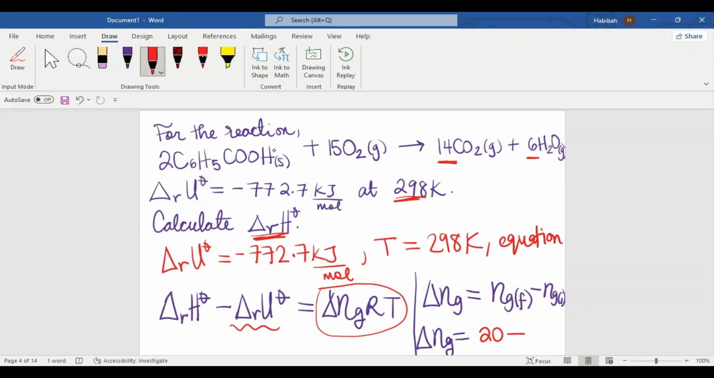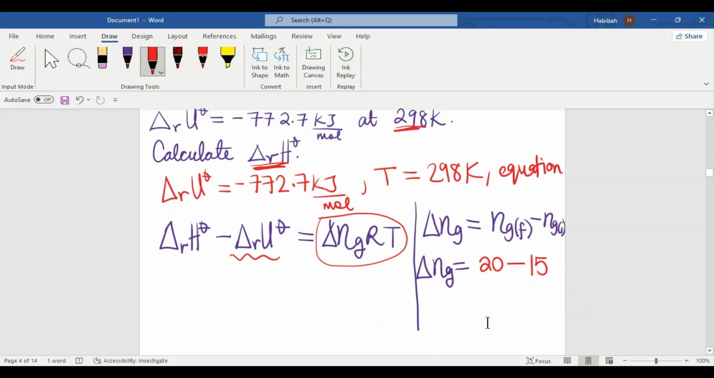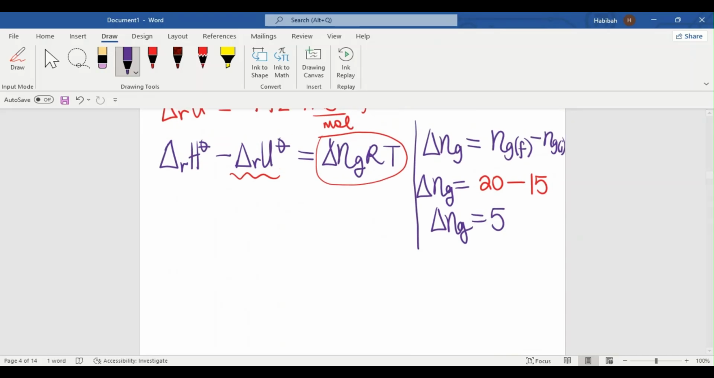In this particular question, we see that the C6H5COOH is a solid, so we do not look at it when determining the number of gases for the initial state of the reaction for the reactant. We see that we have O2 gas, and we have 15 molecules of O2 gas reacting in this particular reaction. So that would be 20 minus 15, which is going to just give us 5. So we know that the change in the number of gases for the reaction is just simply 5.